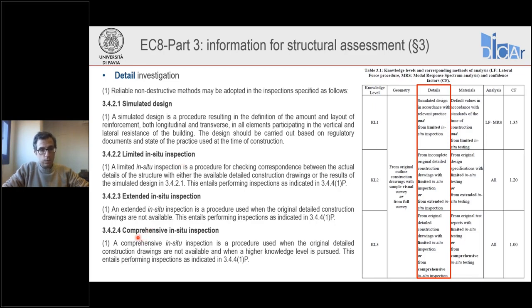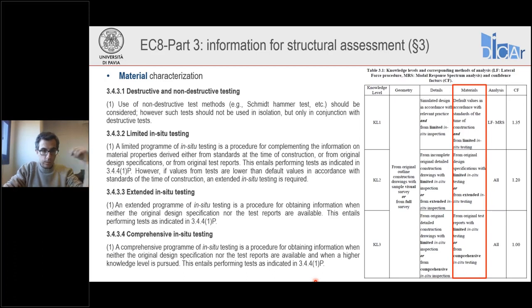Finally, Eurocode is introducing the concept of comprehensive in-situ inspection, which is like extended in-situ inspection, but even more extended. They are used when you want to reach the highest knowledge level. Now, moving to the material characterization, Eurocode 8 is introducing the concept of destructive and non-destructive tests. In particular, Eurocode is saying non-destructive tests have to be used, but also in addition to destructive tests, possibly.